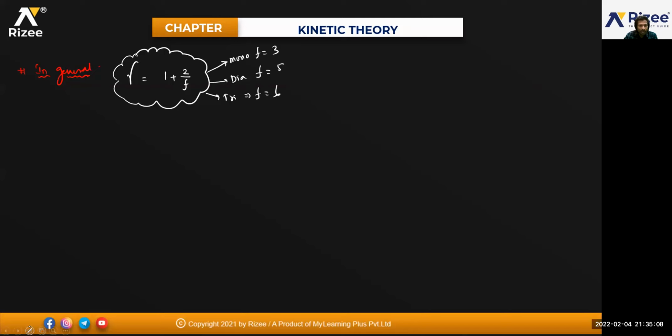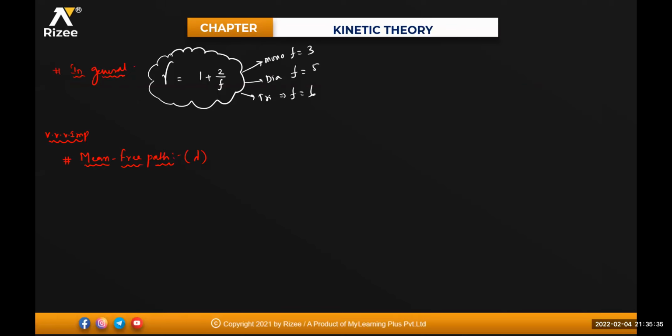The next one is very important for your NEET, that is the mean free path, represented by the letter lambda. Does anyone remember this formula? It is a standard formula. If anyone can remember, can anyone write in the chat box?